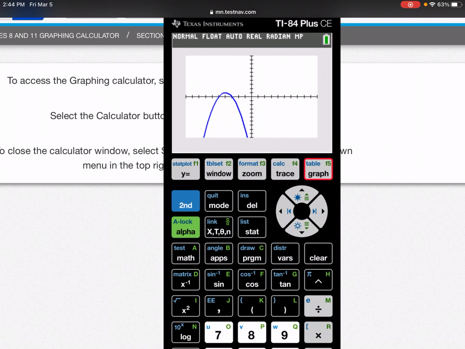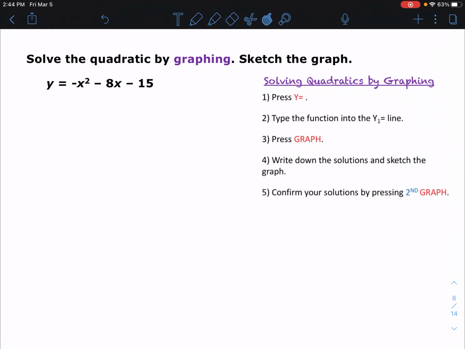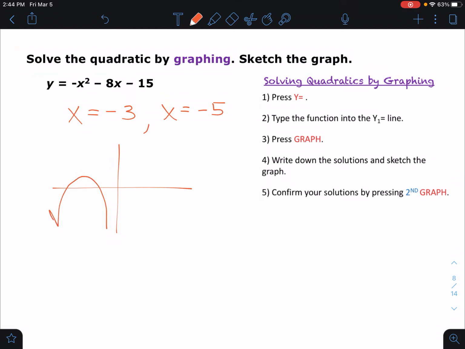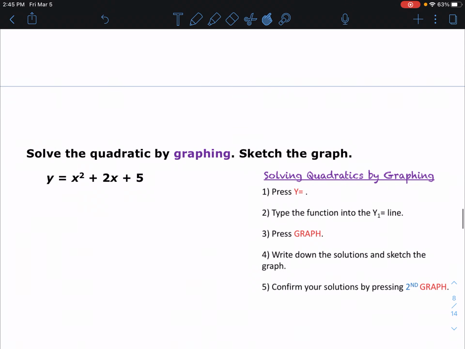I'm going to sketch that graph. Okay. X equals -3 and x equals -5. Again, whatever method you like. Looks kind of like this. Or you can paste it in there if you'd like. Okay, cool.